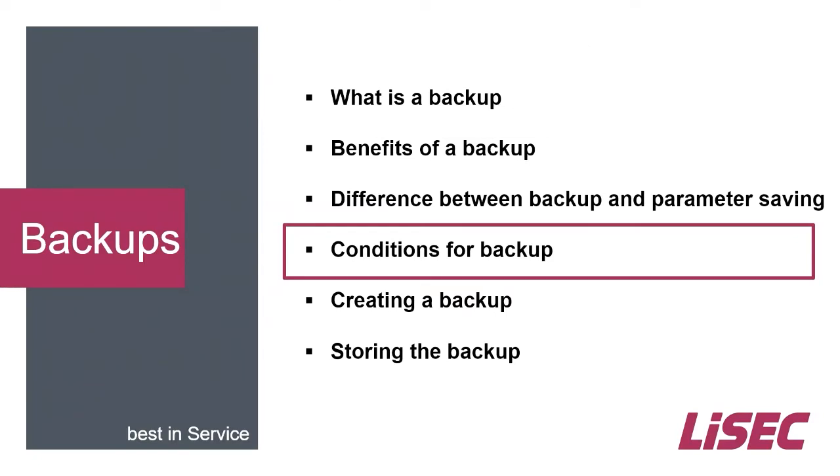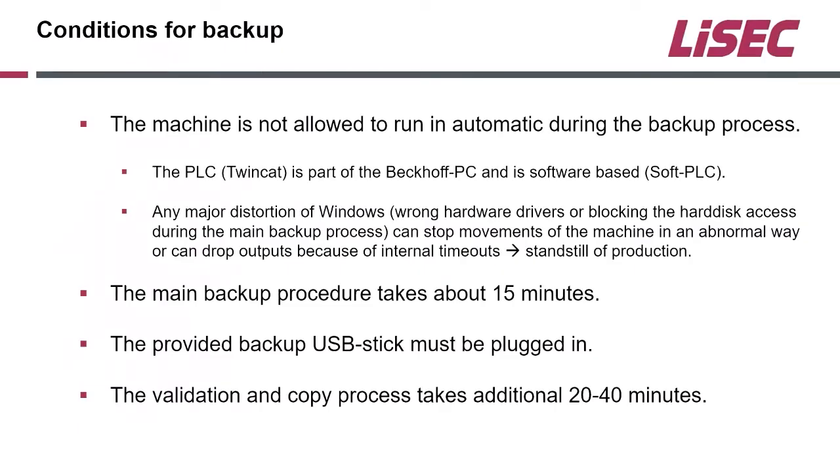The conditions for backup are very important because the machine is not allowed to run in automatic during the backup process. This is very crucial because the PLC, the TwinCat, is a so-called software-based PLC. And this means that even when Windows has a blue screen, the TwinCat system is still running and the machine is still running. You don't see anything in the visualization, of course, but the machine is still running. You can press stop. Everything is stopped in a normal way. That's it.